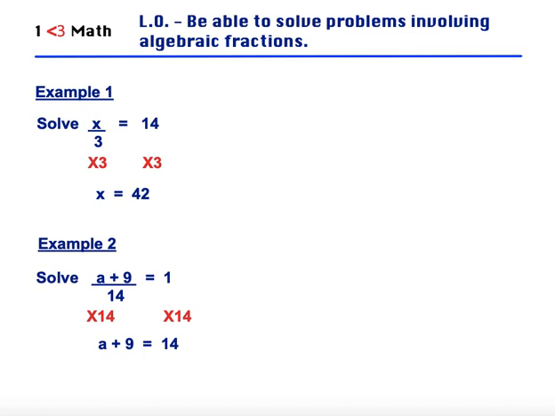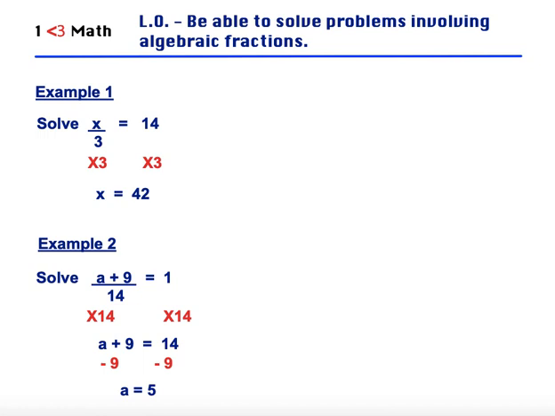Now to get the a on its own, we need to do the inverse operation of plus 9. The inverse operation of addition is subtraction, and we therefore subtract 9 from both sides. So we get the value of a, which is 5. You can actually substitute that back into the equation to check that it works. 5 plus 9 would be 14. 14 divided by 14 would equal 1, so you know you are correct.